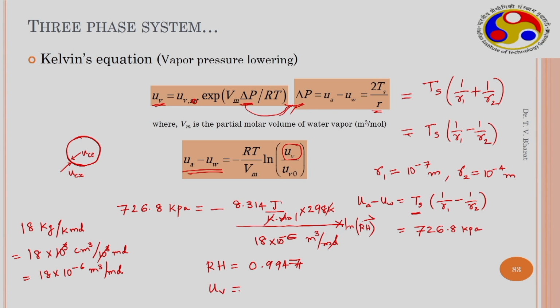So therefore uv could be 0.9947 times 3.167 kilopascal, which equals 3.15 kilopascal. So this is how the vapor pressure above the curved surface can be estimated. We use this technique to measure the vapor pressure above the curved surface, and from that we obtain um minus uw, or the pressure drop across the interface. So for estimating one of the state variables, that is suction or um minus uw, we measure the uv and estimate this value using Kelvin's equation. Thank you.